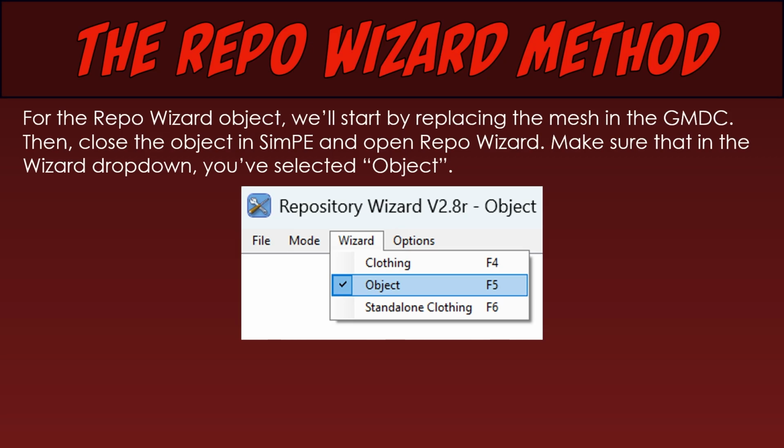The Repo Wizard method. To get started, we need to clone the object as we normally would. Repo Wizard can't create a new object. It has to reference an object that already exists.